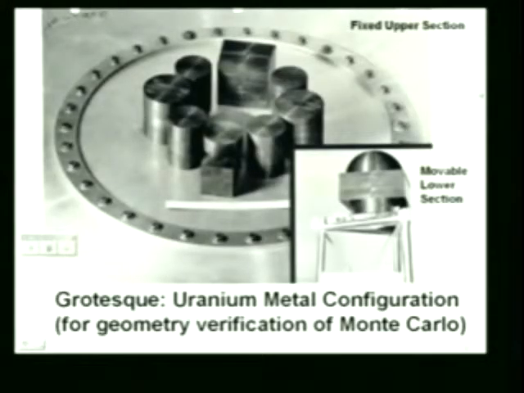Next is the picture of this grotesque geometry. It's all this stuff stacked around in the ring, on a circle here, and here we have cylinders of different diameters, a parallelepiped with a cylinder on top of it, a plain parallelepiped over here, and the movable lower section, which came up in the middle here, had a cylindrical part, a parallelepiped part, and a hemispherical part.